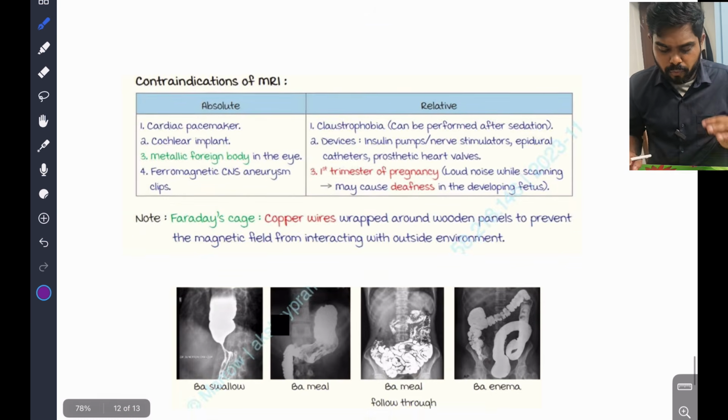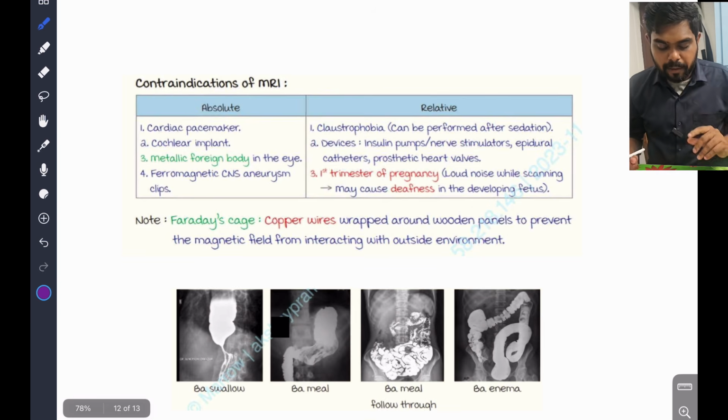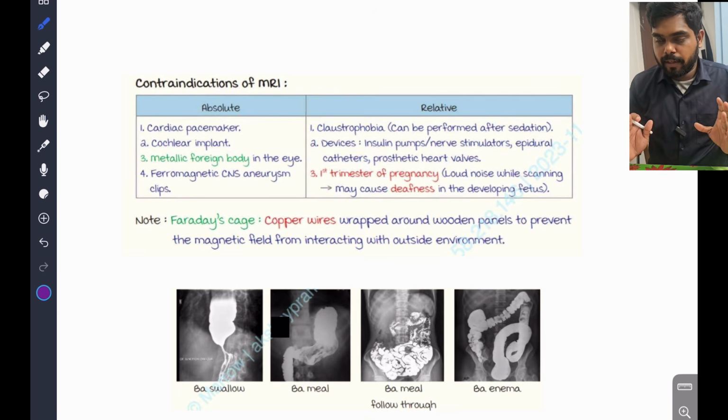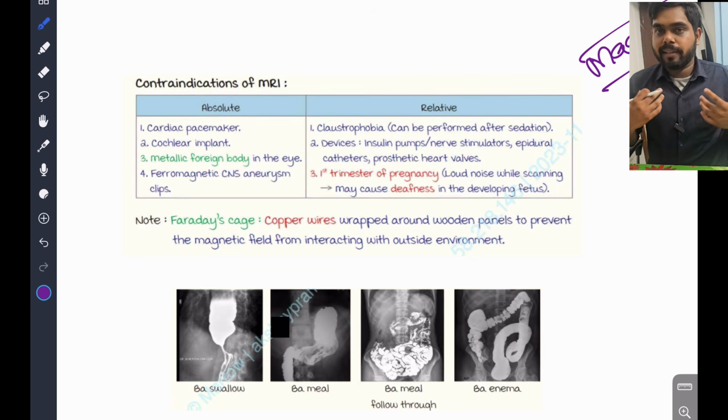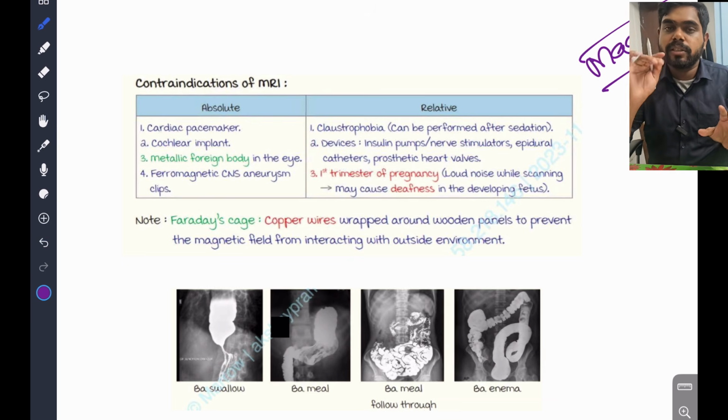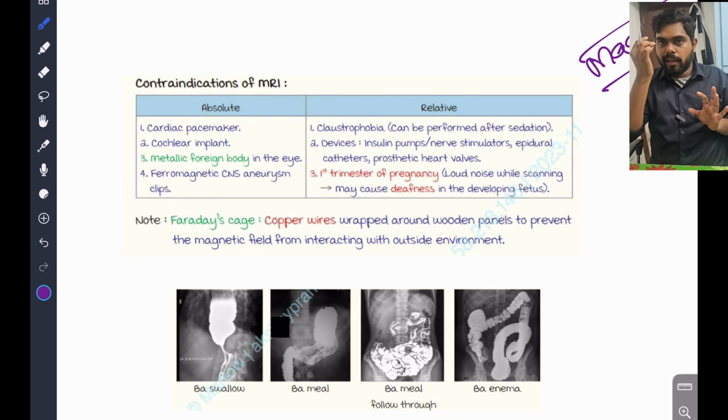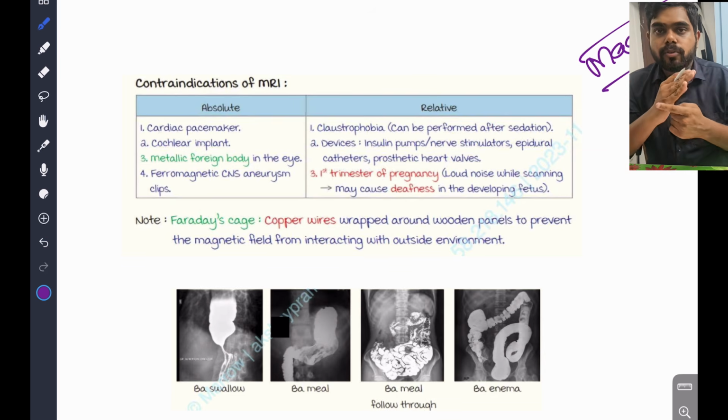Now we'll see some contraindications of MRI. MRI, you know, is magnetic resonance imaging, so magnetic energy will be there. Any metallic things are contraindicated. For example, a person with a foreign body in the eye which is a metal, if you do MRI, it will move and cause injury. So any foreign body in the eye, MRI is contraindicated.